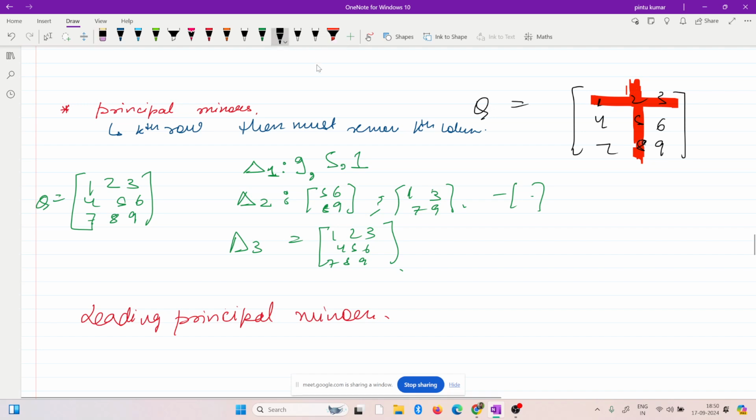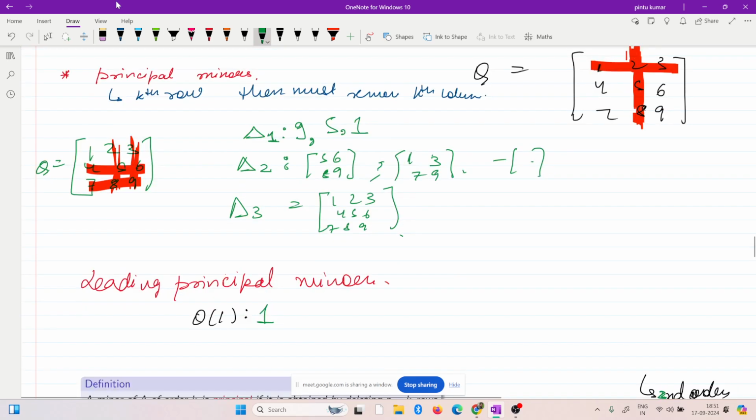For example, if you want to obtain the order 1 leading principal minor, you have to remove 2 rows and 2 columns. The rows that will be removed would be from the last: the last row and last column, then the second last row and second last column. So you will only get 1. You could have many principal minors, but you will have only one leading principal minor. Similarly, for order 2, you will just remove the last one. So your order 2 would look something like 1, 2, 4, 5. This is how you can obtain your leading principal minor.